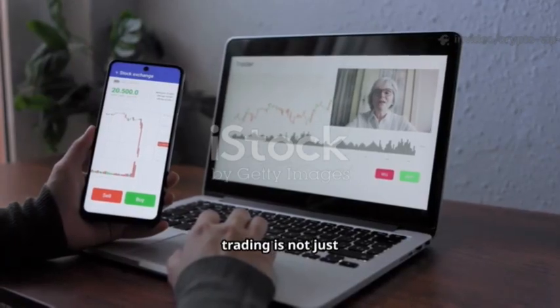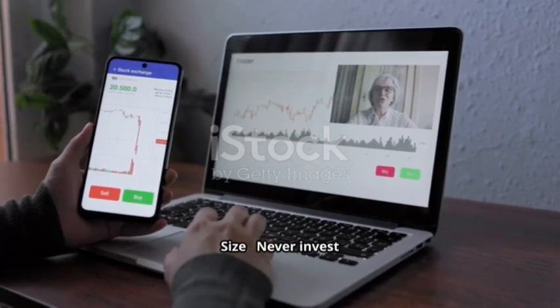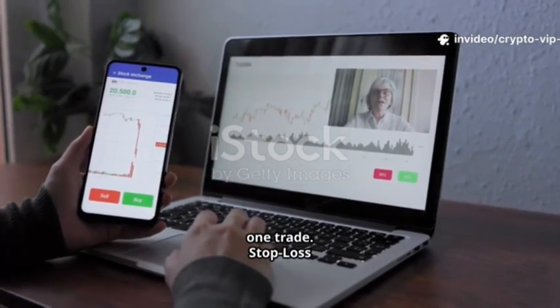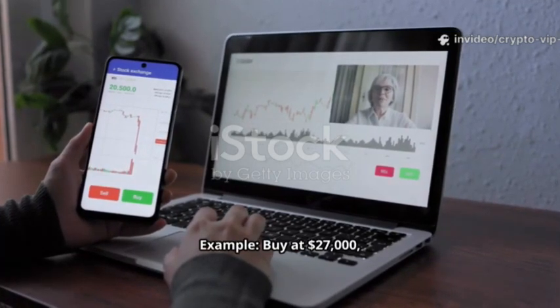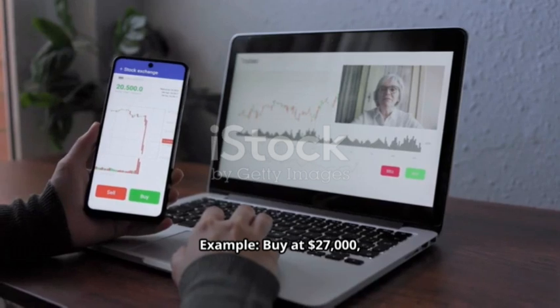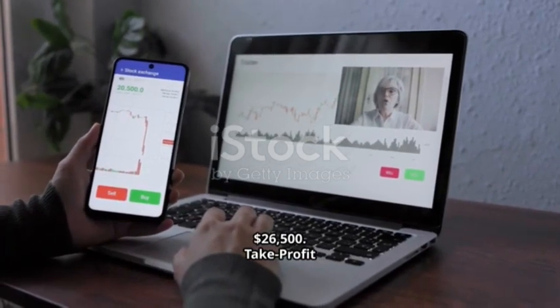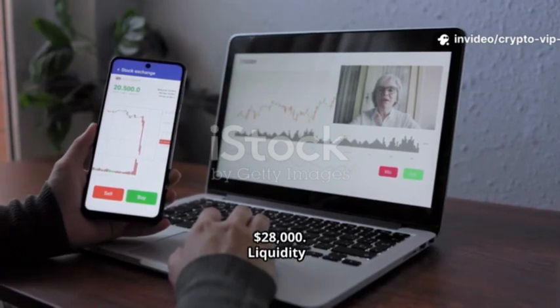Now, trading is not just clicking buy and sell. You need risk management. Position size. Never invest all your money in one trade. Stop loss. Always decide the maximum loss you're willing to take. Example, buy at $27,000. Stop loss at $26,500. Take profit. Lock in profits at your target, maybe $28,000.